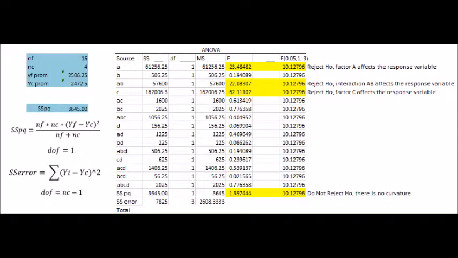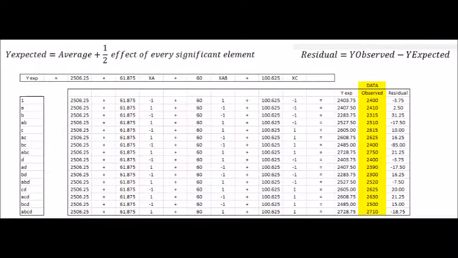Also, the problem asks us to check for curvature. This is analyzed with a special factor called the SS pure quadratic. In this special case, the sum of squares of the error has its own formula. For this exercise, we confirm that the factors A, C, and the AB interaction affect the values of the response variable. We also get that, as the F value of the SSPQ is smaller than the F table value, there is not enough evidence to say that there is curvature in the system.